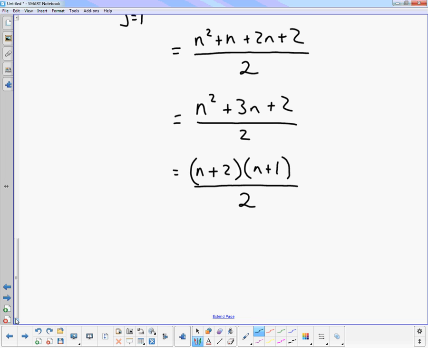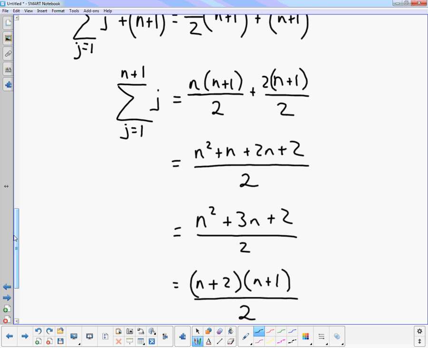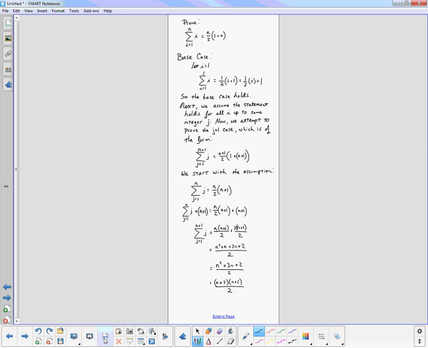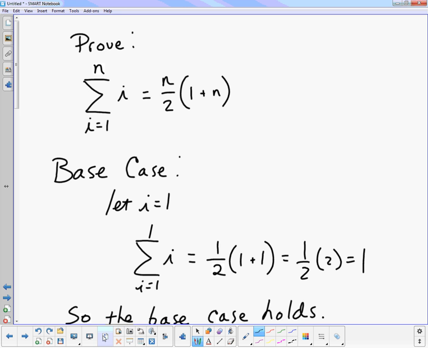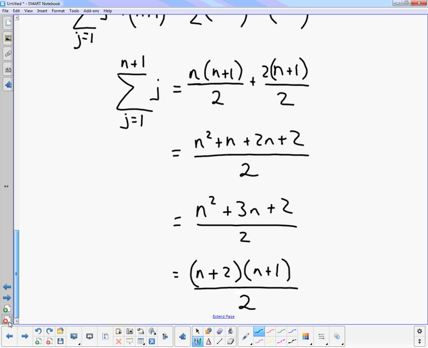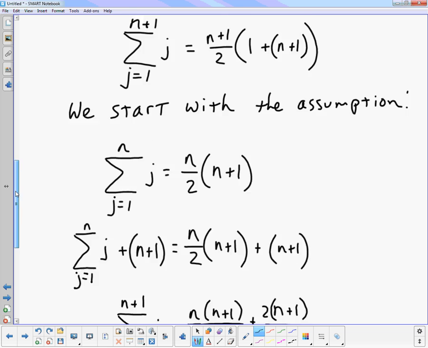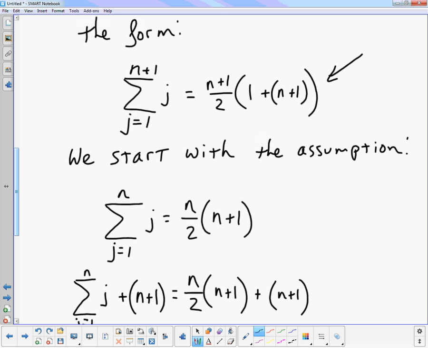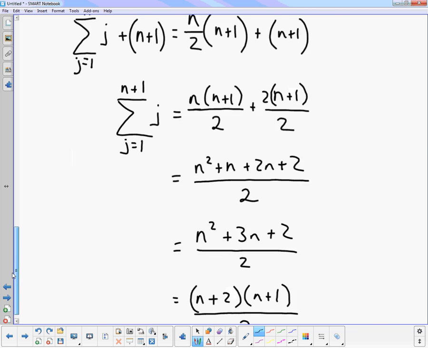And we're getting closer to what we really wanted, right? Because remember, what we really wanted in the beginning of all of this was this. And if you look at that, you can see that that's n plus 1 times n plus 2 over 2. And we're getting close to it.